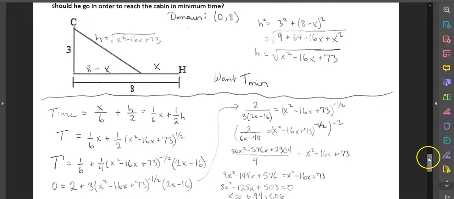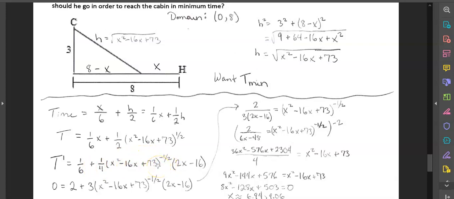Then from there we substitute. So we already determined h to be this, to write it in terms of x. So we have 1/6 x plus 1/2 times this expression. Notice that I took it out of the radical and I wrote it with an exponent of 1/2. Then you take the derivative.